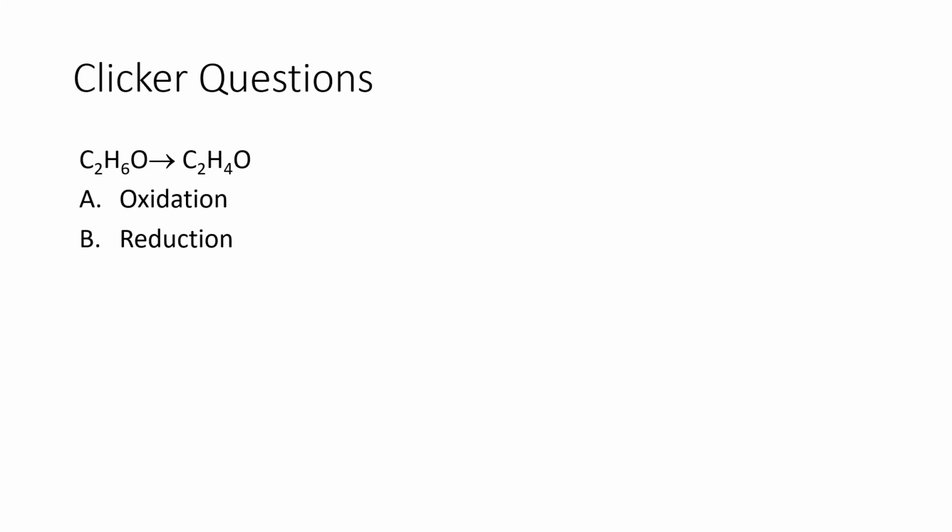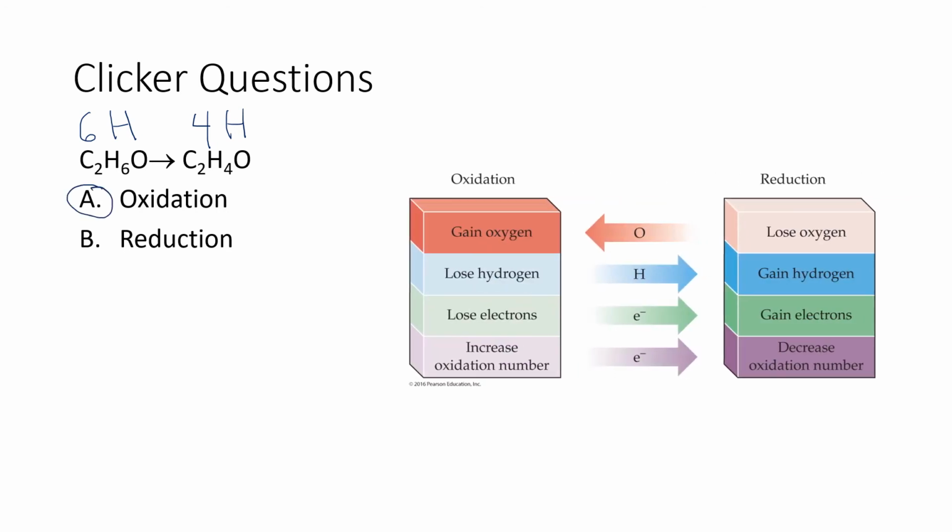It looks like the thing that changes from the left to the right is that on the left we have 6 hydrogens and on the right we only have 4 hydrogens. So we lost some hydrogens, which is going to make this an oxidation reaction. And once again, here's that chart. What we did was right here, we lost hydrogens, which makes that an oxidation.